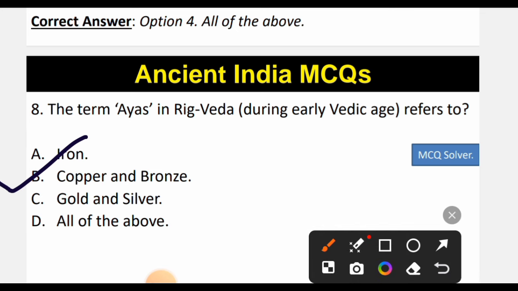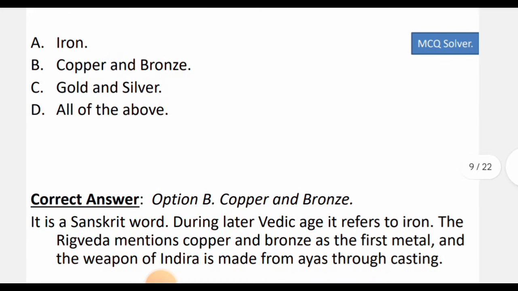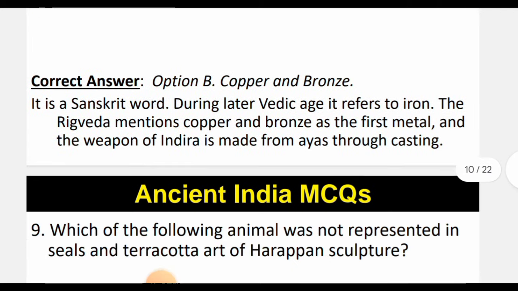And then in the later Vedic age, the same term Ayas was used for iron, and from Ayas it comes Aryan. So that's how this word originates and evolves. So Ayas means copper and bronze during the early Vedic age in Rig Veda. And Ayas is a Sanskrit word, and during the later Vedic age it refers to iron. The Rig Veda mentions copper and bronze as the first metal, and the weapons of Indra are made from Ayas through casting. So B is the correct option.